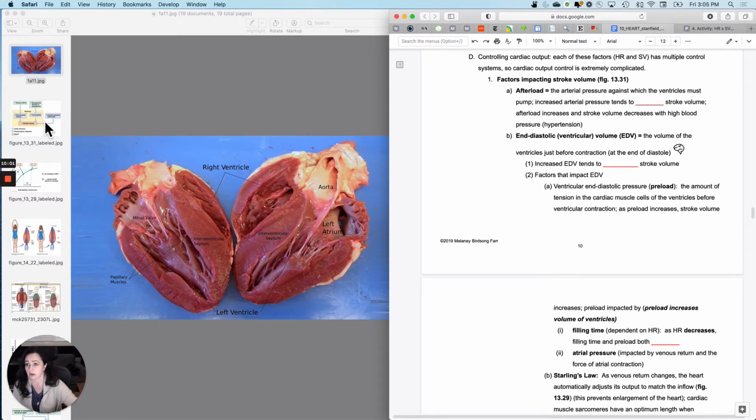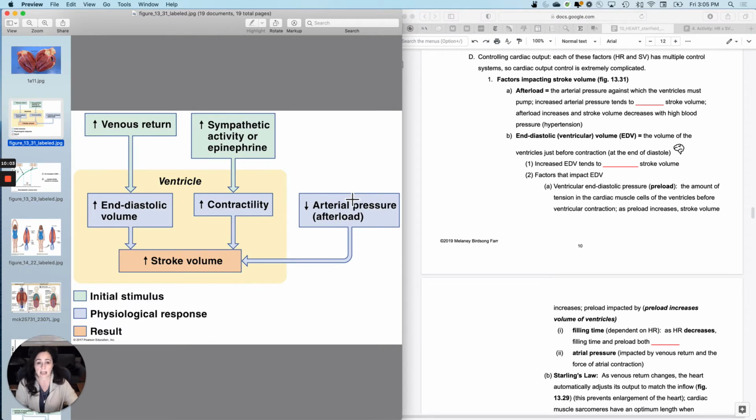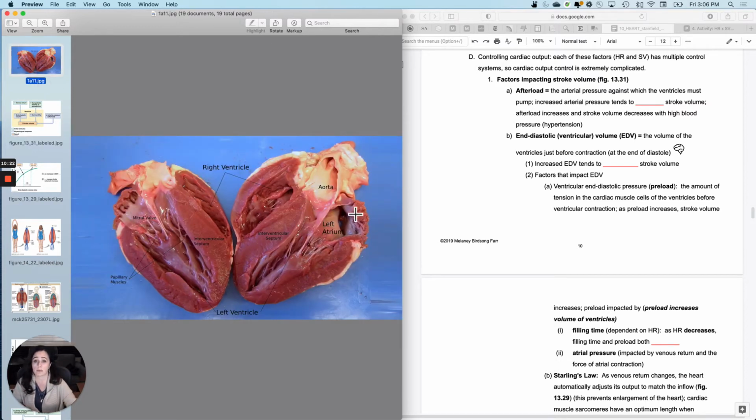This is a figure, right? Okay, so let's talk about a few things. Factors impacting stroke volume. Well, the first thing is this guy right here, which is called afterload. So stick with me for a second. From the ventricles, of course, left or right, you pump into the arteries, including the aorta. Afterload is the pressure in the arteries that you are pumping against.